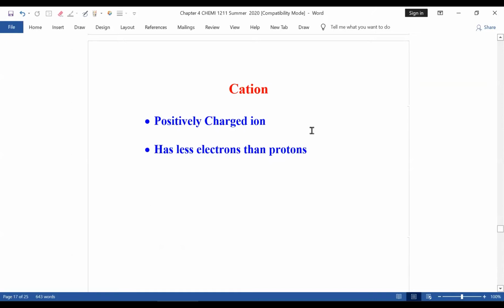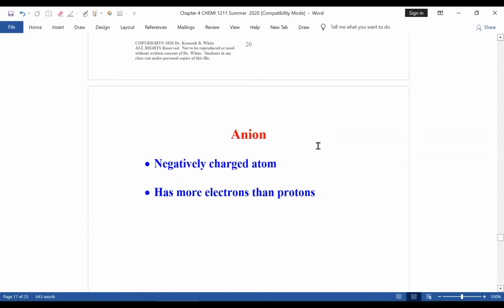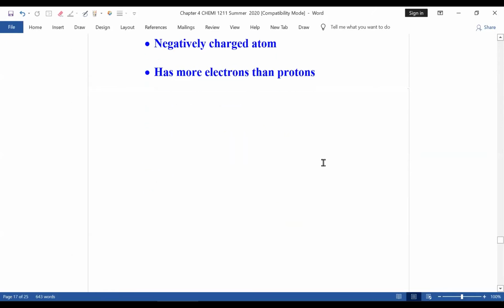A cation is when an element loses electrons and has fewer electrons than protons, so it has a positive charge. An anion has a negative charge, and that's when an element gains electrons, so it has more electrons than protons.